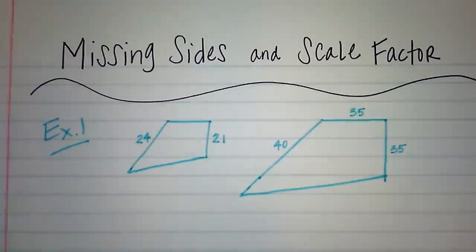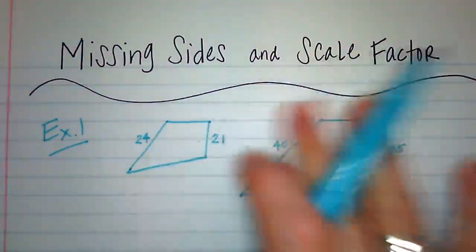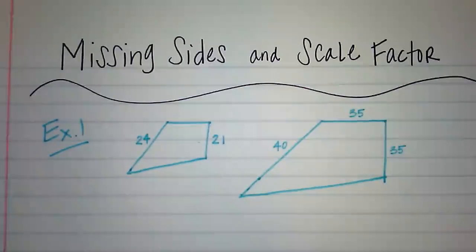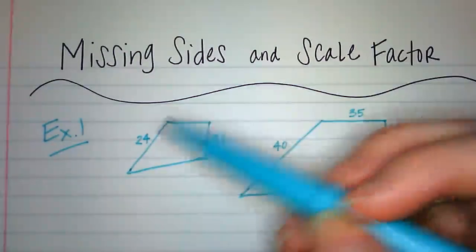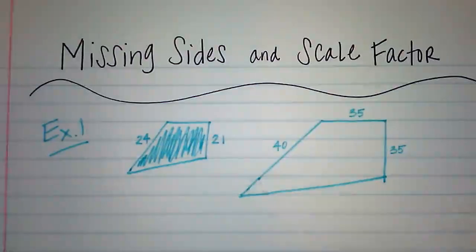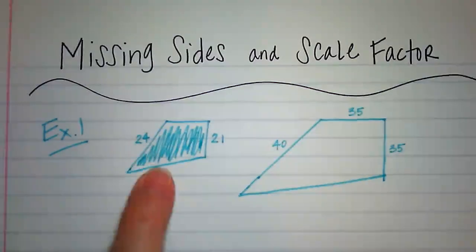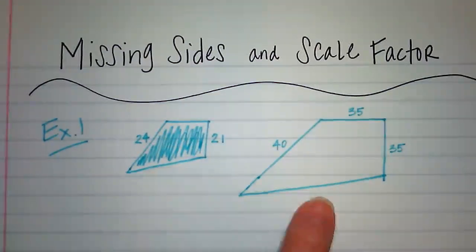All right, so the first thing we want to do is establish which one is the new shape and which one is the original shape. For our purposes in this video, I'm going to say that the shaded shape is the original shape. If I had named them, we would look at the A and the A prime and B prime, that kind of thing. So this is the original shape, this is the new shape.